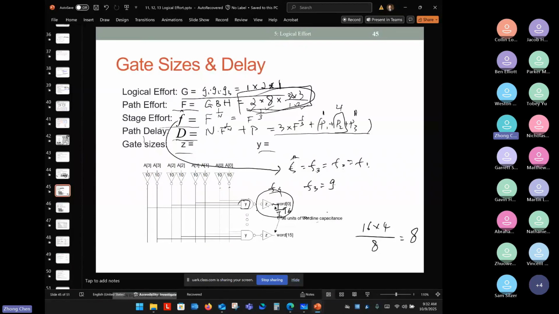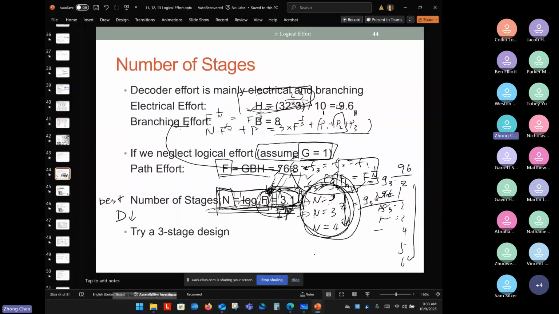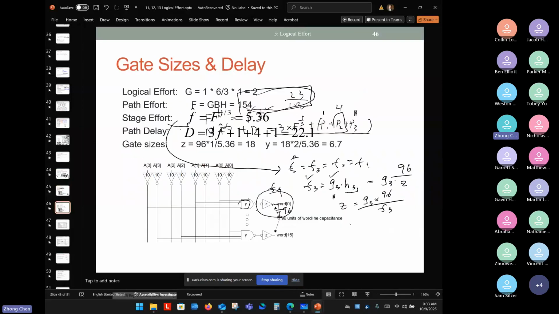F3 is equal to G3 times H3. So now we know the F3 value, and we know the G3 value, which is 1. And H3 is the size. G3 times H3 is the 196 divided by Z. So then we can also calculate the Z value. Z value will be G3 times 196 divided by F3. F3 is the stage effort we can calculate in the previous steps. Okay, so until here, I think we can solve the problem.